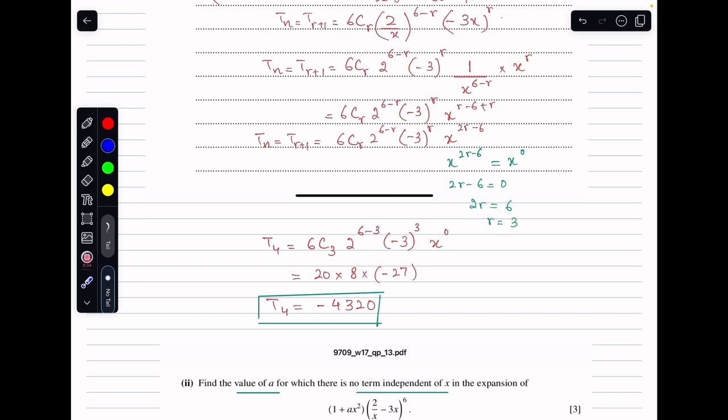6C3, that's 20, into 2 cubed, that's 8, (−3) cubed will give us negative 27, meaning the fourth term here is going to be negative. Therefore, negative 20 times 8 times 27 will give us 4320. So the fourth term independent of x is going to be negative 4320.